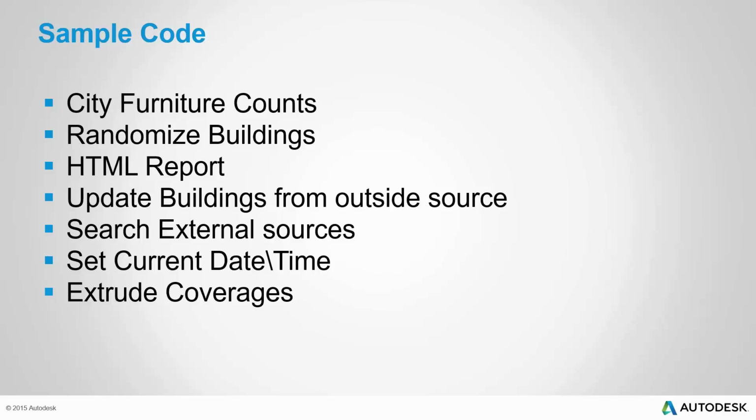The next one I'm going to show is how to update buildings from an outside source. And so what I'm doing here is simply referencing a text file or a CSV file. I'm doing a lookup, finding some matching information from some buildings that already exist, and then I'm updating those buildings with that information from the CSV file. I've got a couple scripts to show you how to search some external databases, external sources. Some of these use the REST API. Some of them just simple URL connects. Got a couple other simple ones to set the current date and time, and also a neat one to show you what I call extrude coverages. It's not directly that, but it kind of simulates it, allows you to copy some geometry.